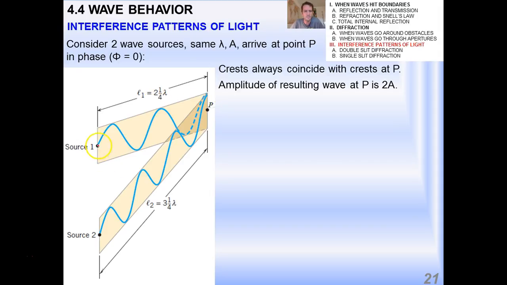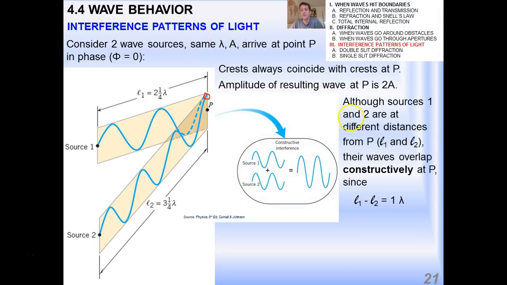And there's something very special, as you can see, about that length. In this case, the relative length between them is such that the crests line up perfectly, as do the troughs, when they arrive at P all the time. And if that happens once, it's going to happen constantly because they have the same frequency, wavelength, and amplitude, okay? So, although they are at different distances, call them L1 and L2, their waves overlap constructively at P. You notice in this case, L1 minus L2 equals 1 wavelength.